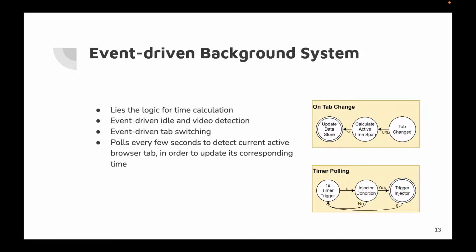But only this is not enough, because for time rules, we also want to remind the user in time when they reach the maximum daily usage. Hence, we also implemented a timer polling process that polls every few seconds to detect the current active browser tab and add that time to the backend data accordingly, or triggers notification if needed.